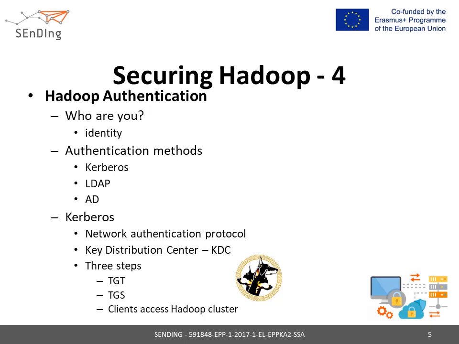To summarize, the authentication process through Kerberos has 3 steps. The authentication server grants the client seeking access to the Hadoop cluster a ticket granting ticket, TGT. The client decrypts the TGT using their credentials and, using the TGT, gets a service ticket from the ticket granting server, TGS. The TGS grants access to the Hadoop cluster.